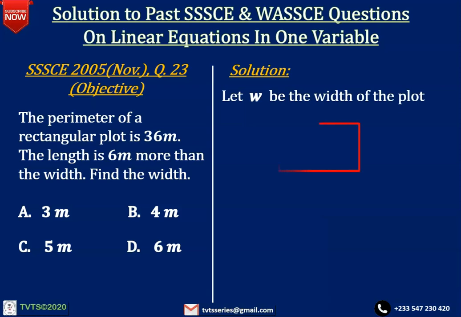Here is a sketch of the plot. And here is the width, or W. This side is also W. We are told that the length is 6 meters more than the width. This means that this side is W plus 6. This side and this side are the same. Therefore, this side is also W plus 6.